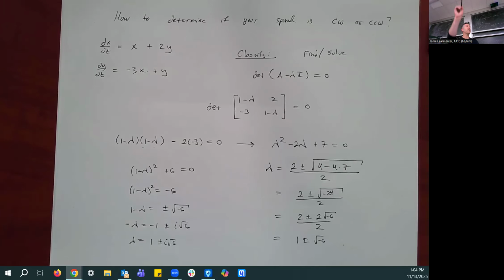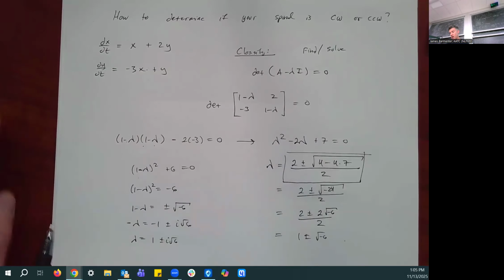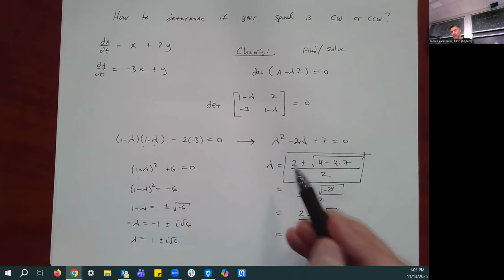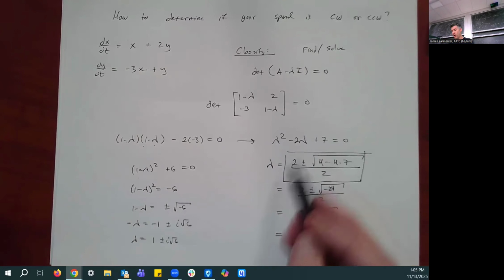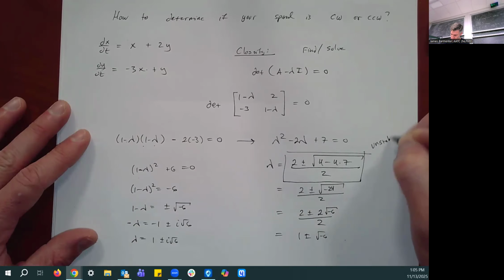No, good point. Excellent point. I was simplifying this part to show that you got the same answer, but you're totally right. Once you get to this part, right here, that's enough to see that my eigenvalues are definitely complex because I have a square root of a negative, and the real part is positive because that part's positive right there. So at this point, you could say, I know that I have an unstable spiral.